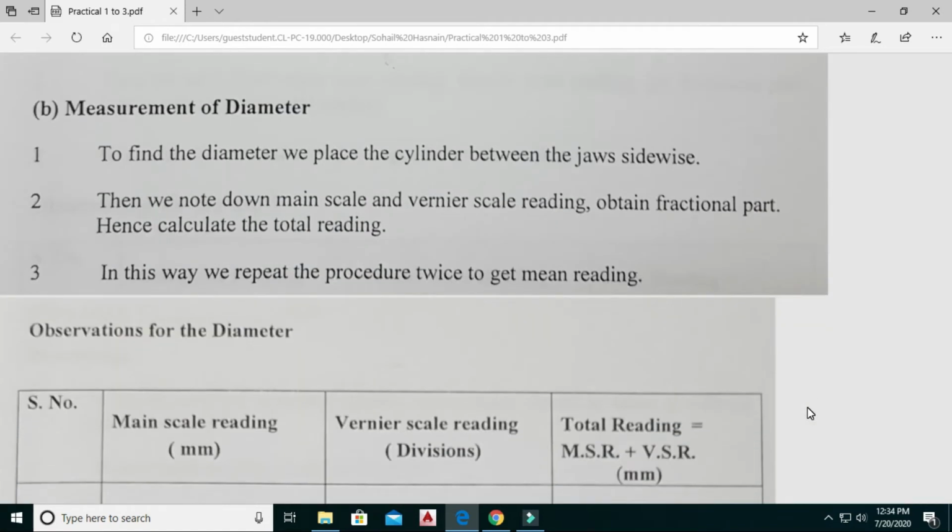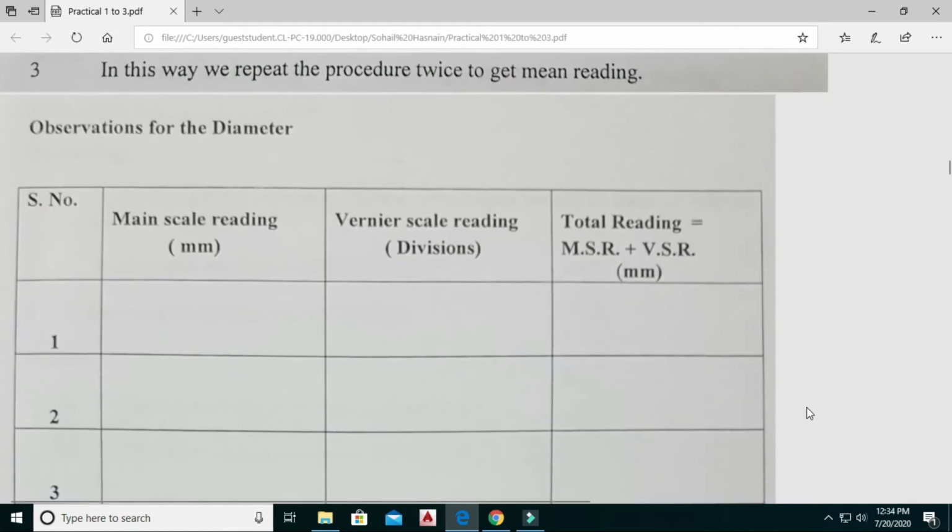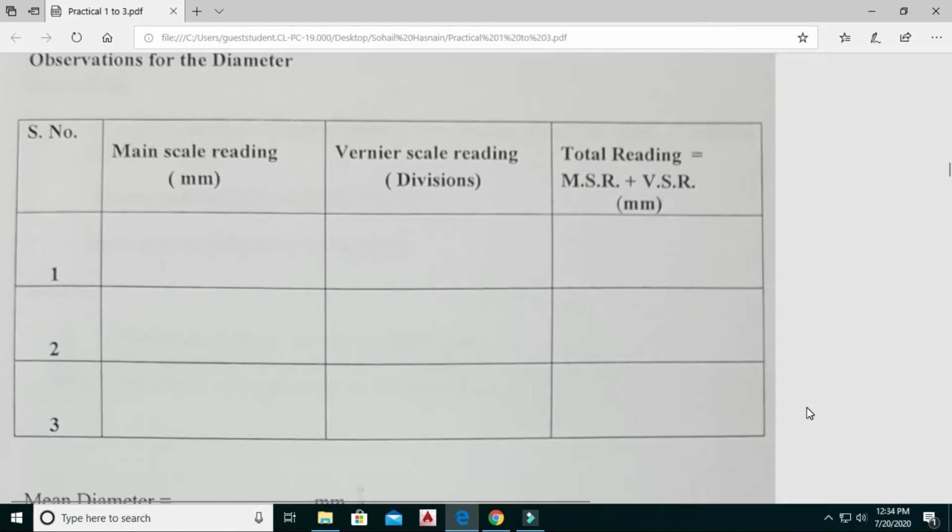Now for the diameter, we measure the inner dia. The inner dia main scale reading comes out to be 13 millimeter. We write it down in the main scale reading column. The vernier scale reading comes out to be 6, which is 12 divisions. 12 into the least count 0.05 comes out to be 0.60, and the total reading is 13.60.